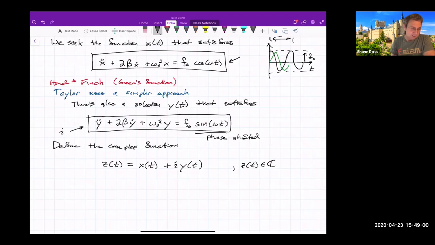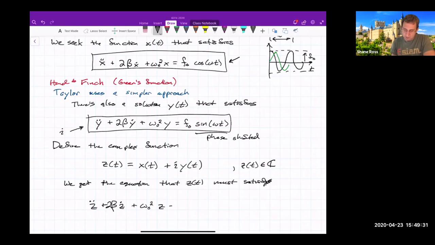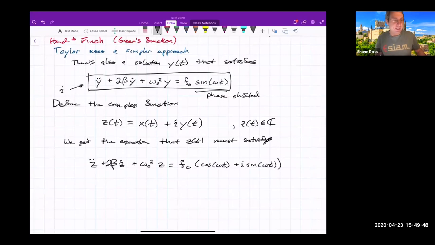And what do we get? We'll get a nice equation that z must satisfy, and this is it. It looks the same. z double dot plus 2 beta z dot plus omega naught squared z equals, and now we've got f naught times cosine omega t plus i sine omega t. And if you remember your complex analysis, you know that this part can be written in a very nice way. It can be written in terms of the complex exponential function. So we can write this as e to the i omega t.